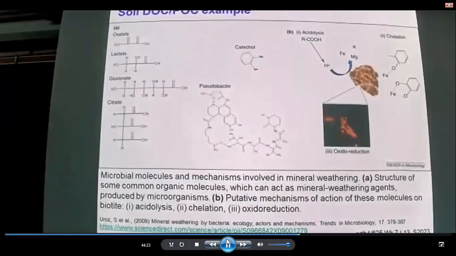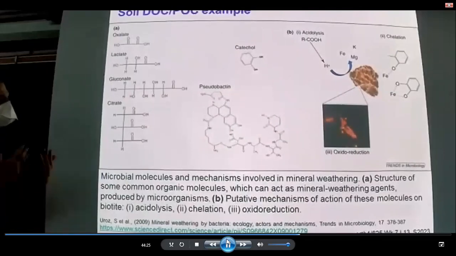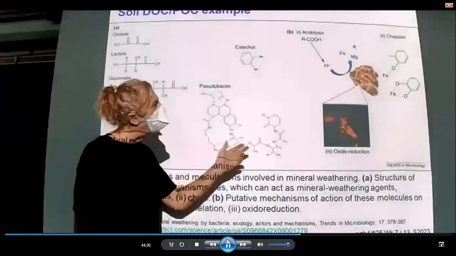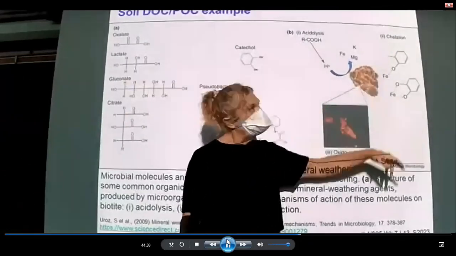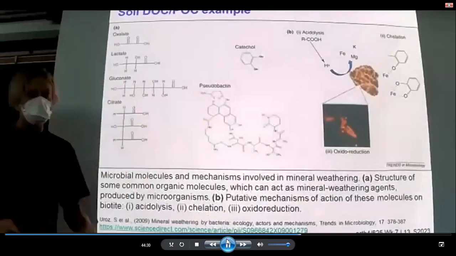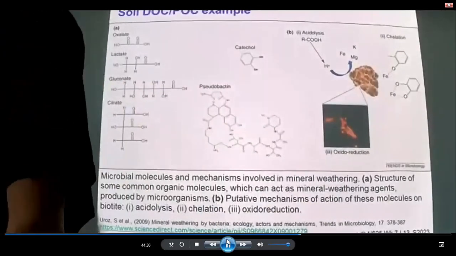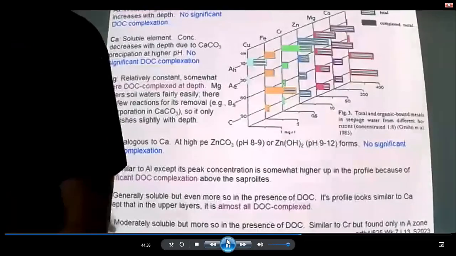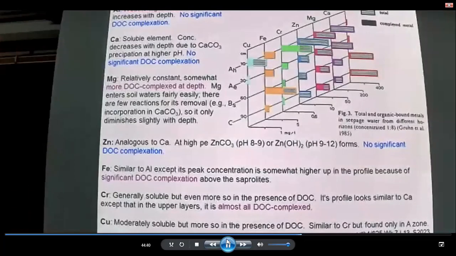The other is more of a complexation-chelation relationship where, for instance, in the catechol structure, even though those hydrogens aren't particularly acidic, they do have a propensity to bind to iron and help solubilize it through a Lewis acid, Lewis base relationship.